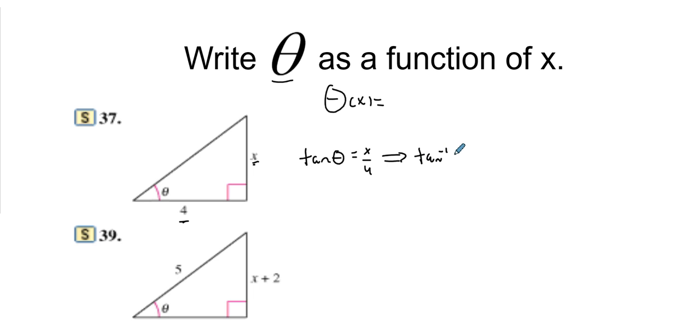And so when we do that, we know that using the inverse properties, and you can use arctangent as well, and I like going back and forth just so you're aware of both of them, these will cancel out, and we're left with the angle. And this is going to equal the inverse tangent of x over 4, and that would be our answer. And so that would be the function of the angle in terms of x.